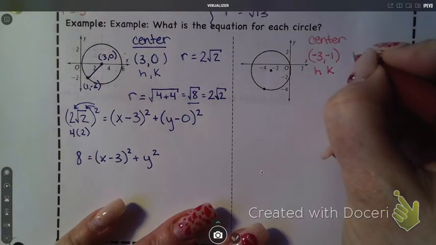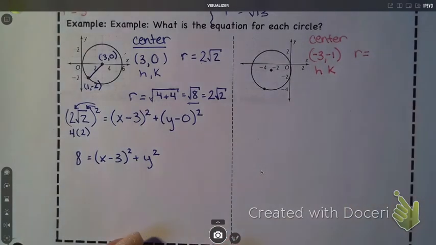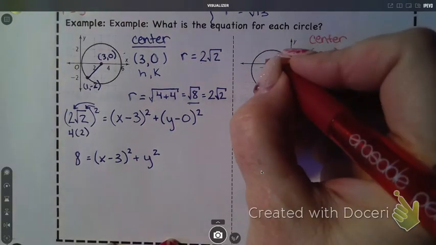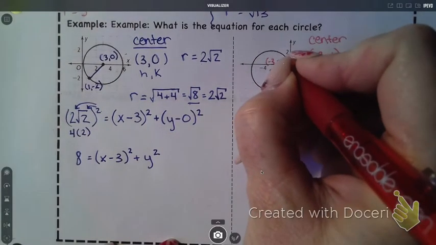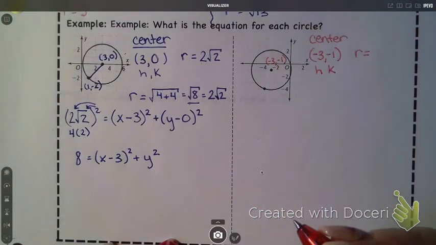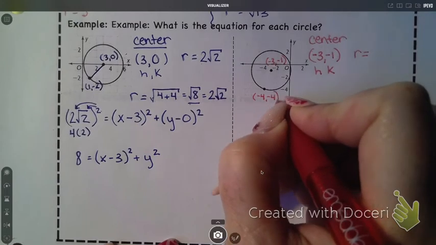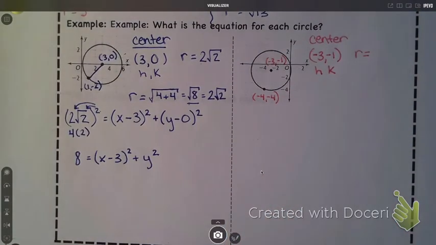Okay, R equals. How are you going to find R? Distance formula. So our 2 points, we have -3, -1. And what's your other point? -4, -4. Okay, so figure it out. Watch your negatives. There's your hint.